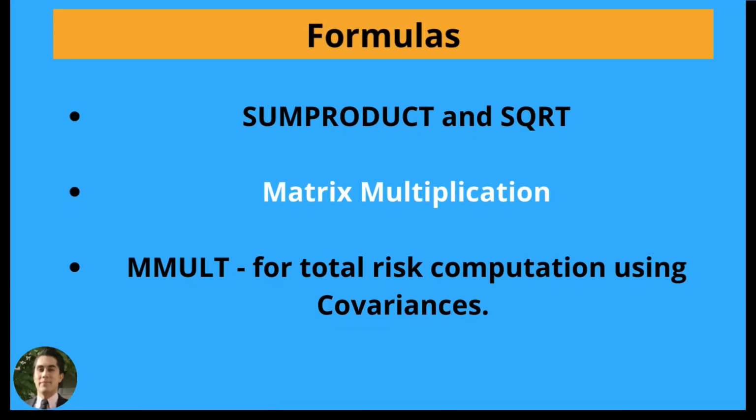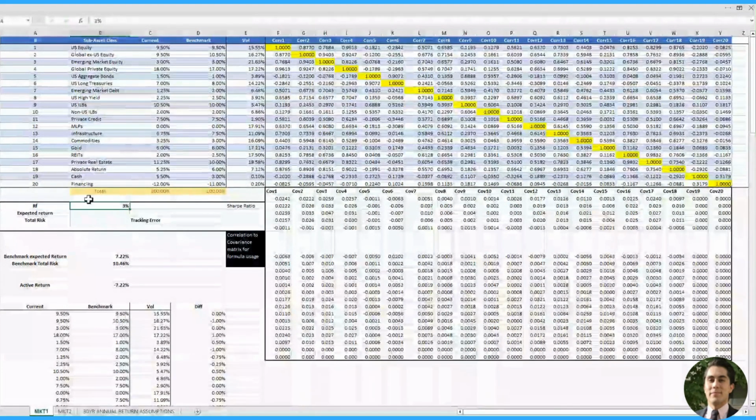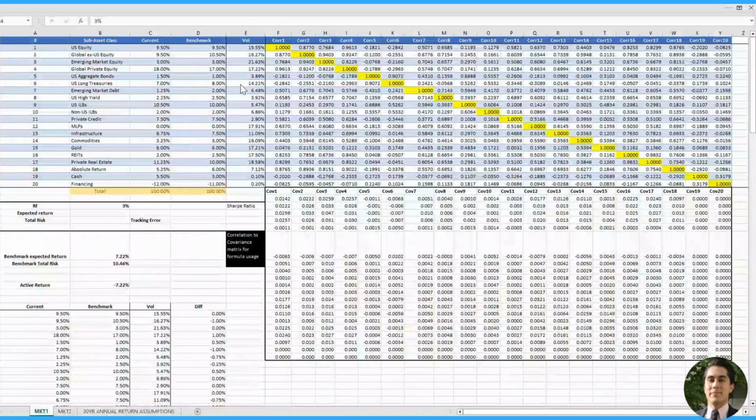And so we're going to use sum product, square root, and matrix multiplication for the total risk computation using covariances. Well, here we're going to finally present what we promised. So we're going to talk about how to compute 20 assets in a portfolio, how to compute their risk and their total return and all the good stuff. A lot of finance courses always just give you 2-3 assets because it's cumbersome to create that.